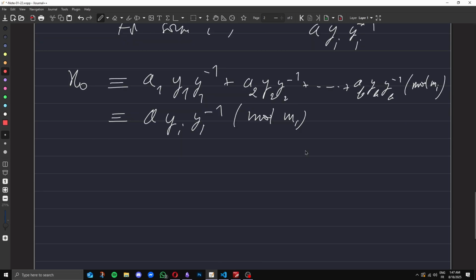Now, if you recall from the definition of a modular inverse, if it exists, then yi times yi to the minus 1 is congruent to 1. Okay, so this we can replace with just 1. So in the end, only ai remains. Okay, and we have determined that x0 is indeed a solution.